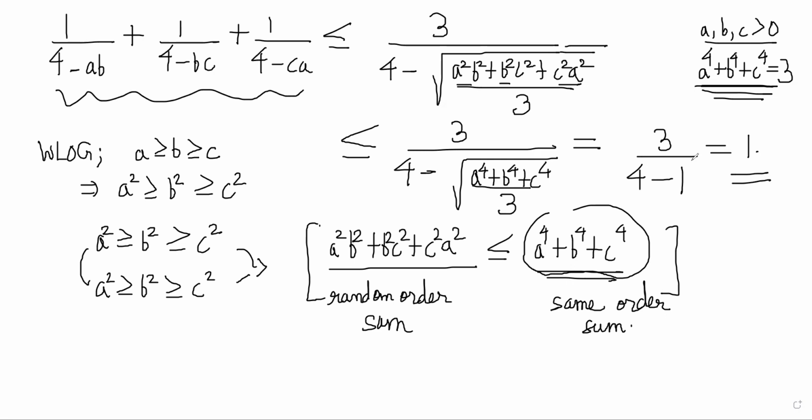So actually here, the choice of the function was critical. We chose f of x as 1 by (4 minus root x). We showed that it is concave. We applied Jensen's inequality, and then we used rearrangement inequality to get the fact that we can replace a square b square, b square c square, c square a square with a power 4 plus b power 4 and c power 4, right? So that helped us finally prove this one. Okay, let's look at the next one.